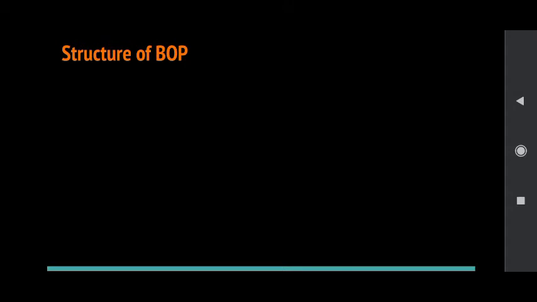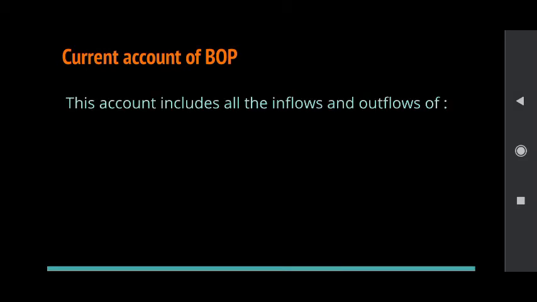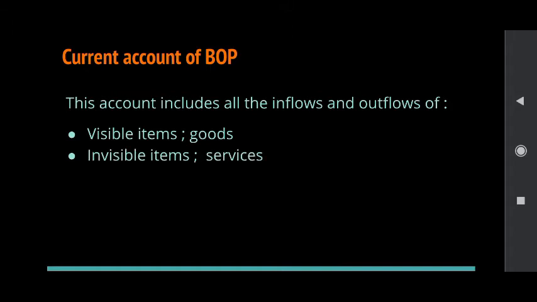Now, what is the structure of balance of payment? Basically, the entire balance of payment records all these four components into current account or capital account. Let's find out some more details about it. The current account of balance of payment actually records all the inflows and outflows of visible items, that means the merchandise goods. The inflows and outflows of invisible items, that means the services like transportation, communication, etc. And the unilateral transfers, that means the gifts, donations, or grants.